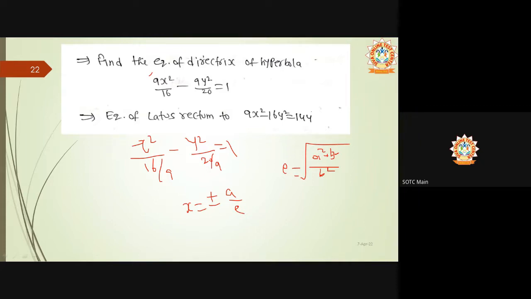Next question. Equation of latus rectum, just x is equal to plus or minus AE. Directrix means A by E. Latus rectum or focus means AE. X is equal to plus or minus 4, sir. 5, sir. X is equal to plus or minus 5. Yes, for the second question, x is equal to plus or minus 5 is the correct answer.